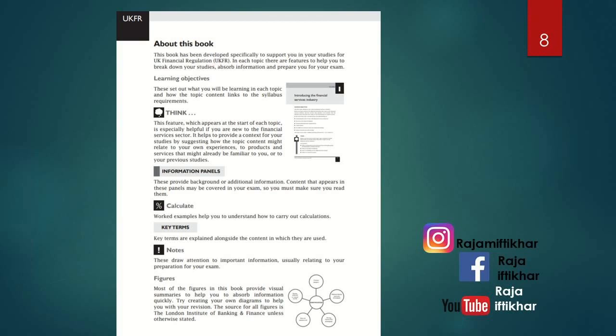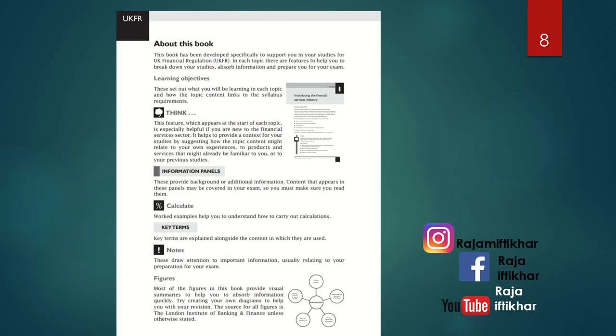This book has been developed specifically to support you in your studies for financial regulation in the UK. In each topic, there will be features to help you order and break down your studies, absorb the information and prepare for your exam. I would say when you're reading a book, read it word for word. Okay? The most important thing is to think.